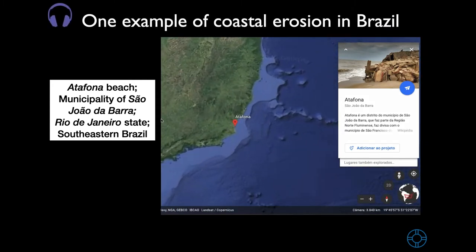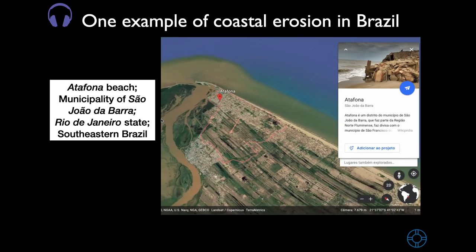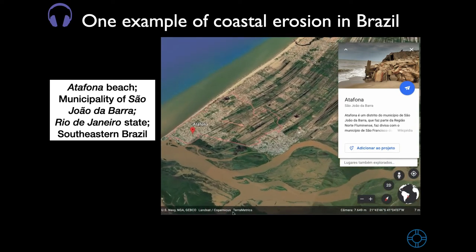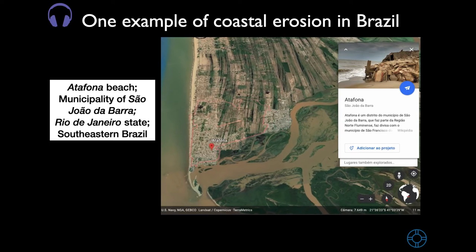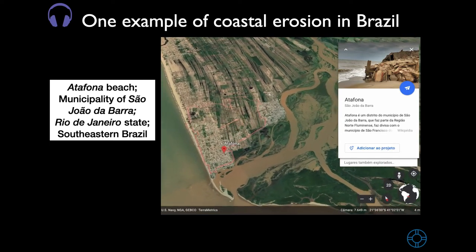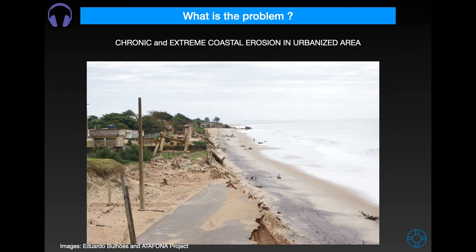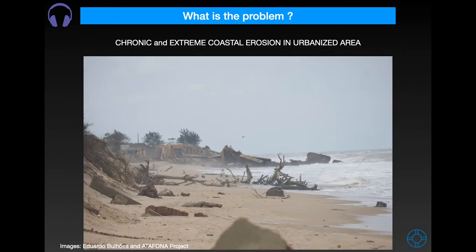One example of coastal erosion in Brazil occurs in Atafona Beach, in the municipality of São João da Barra, Rio de Janeiro state. Atafona Beach is in a river mouth and has experienced severe coastal erosion since the 1970s. The problem in Atafona Beach is a chronic and extreme coastal erosion in an urbanized area, and here are some images from recent years of Atafona Beach.